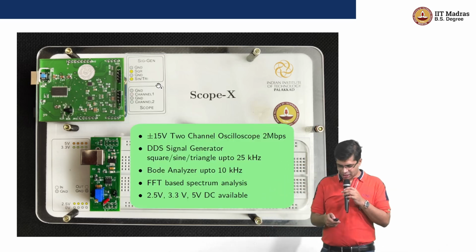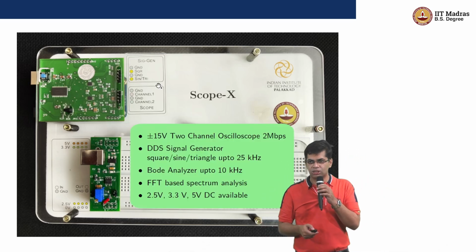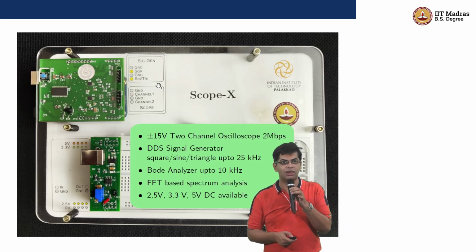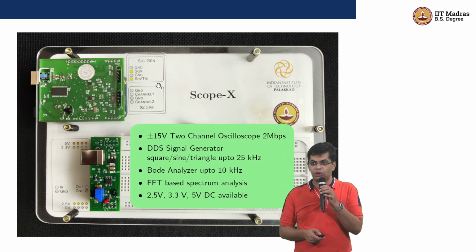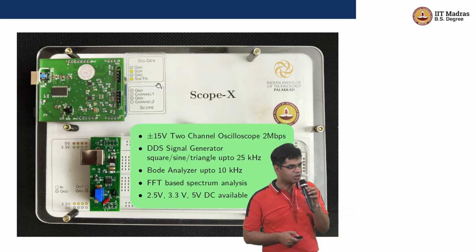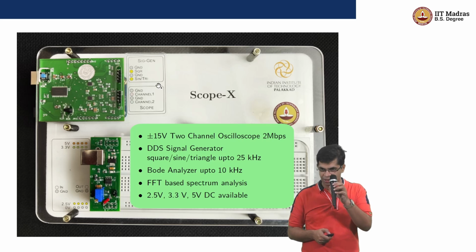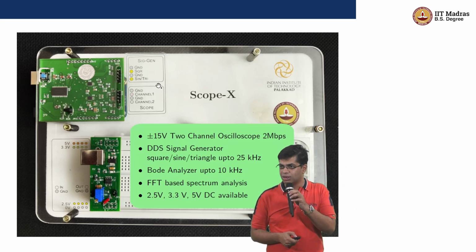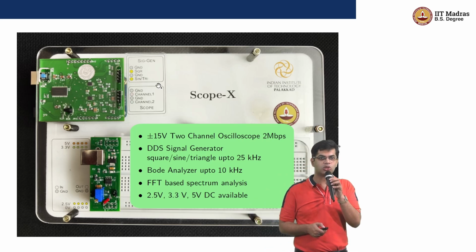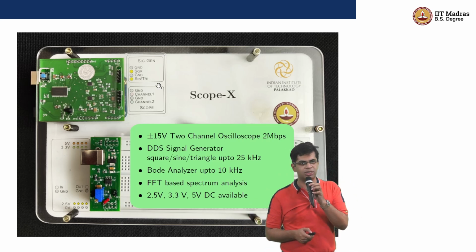As I told you, we have a 2-channel oscilloscope. The oscilloscope itself can show you up to plus minus 15 volts. There is what we call a DDS signal generator. DDS refers to the algorithm that implements the synthesis of the signal, called direct digital synthesis. We'll talk to you about that. It gives you square, sine, and triangle waves up to about 25 kilohertz, and works well.